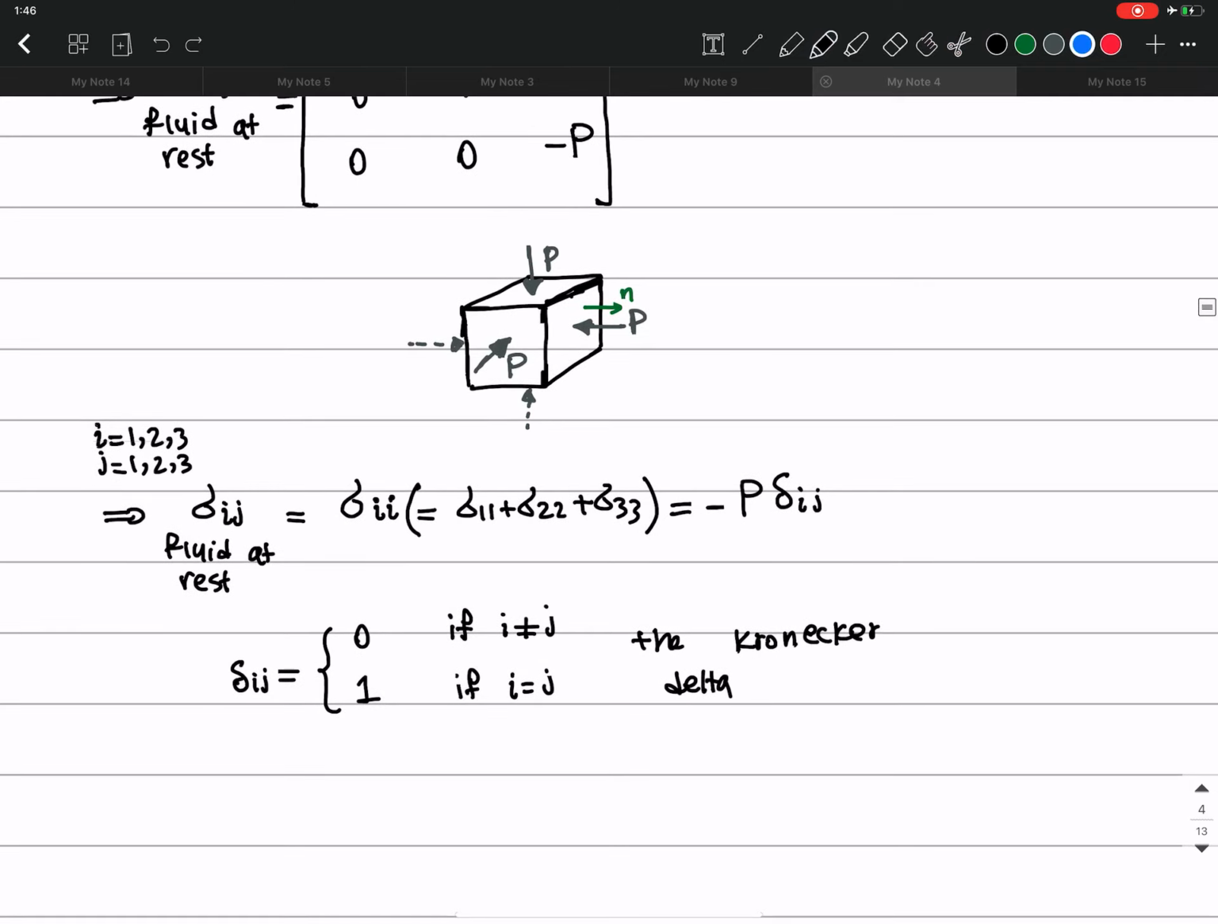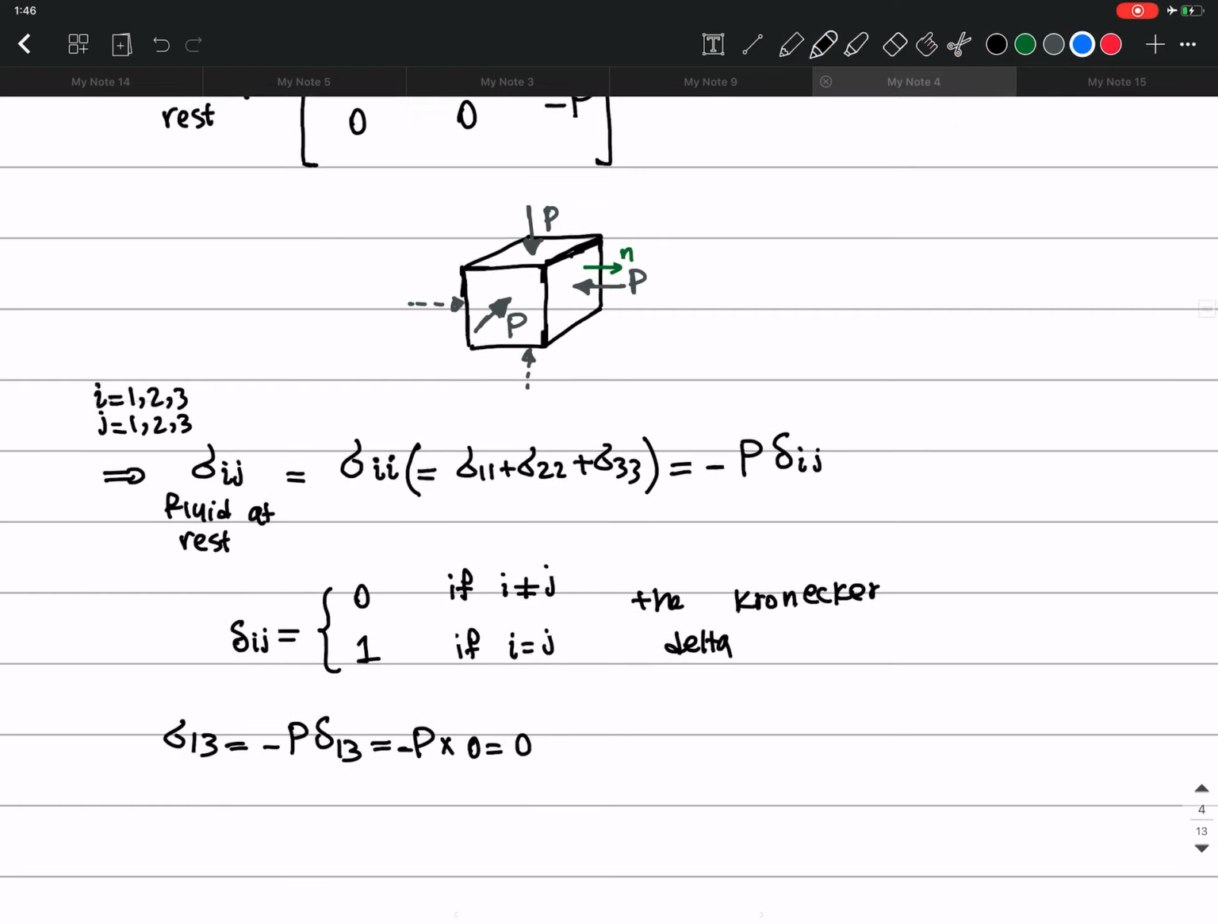So for example, say we want sigma 1, 3 here. This equals minus p delta 1, 3. And based on this, because i does not equal j, delta is going to be 0, so p times 0, this becomes 0.